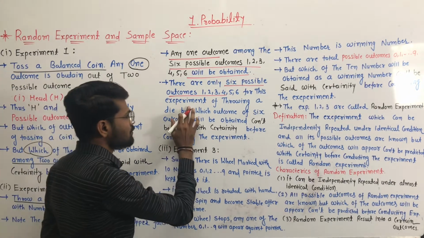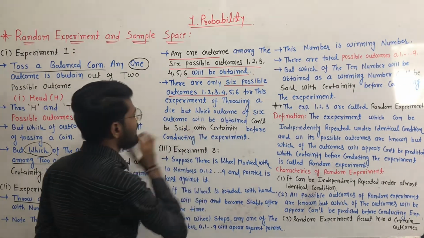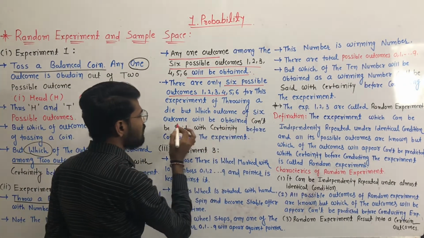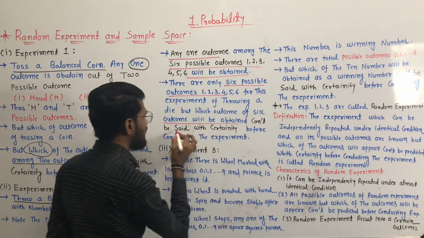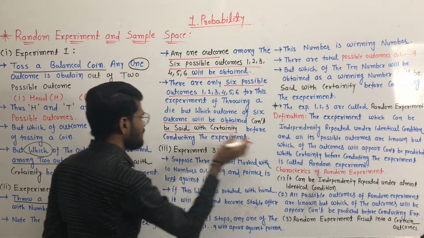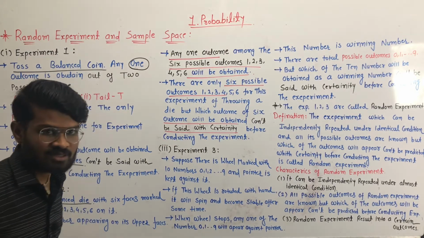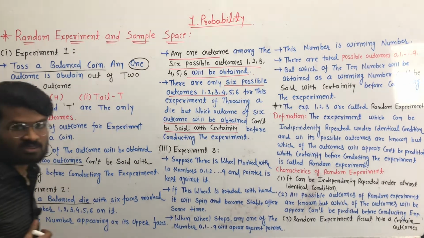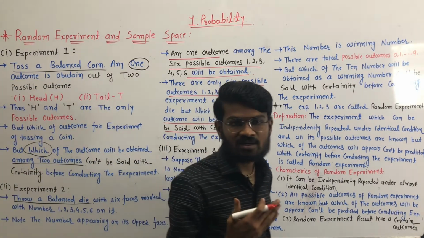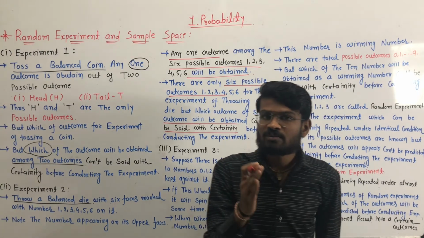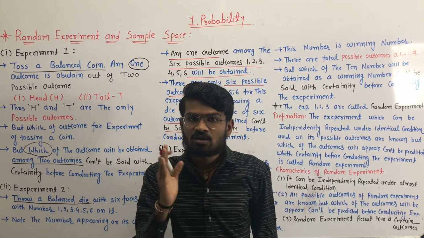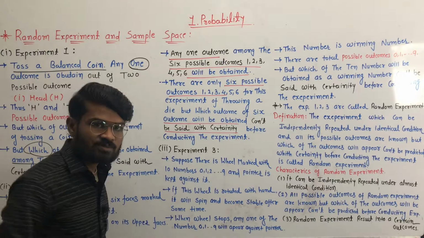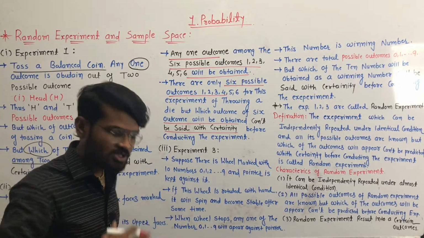For this experiment of throwing a die, which outcome of the 6 will be obtained can't be said with certainty before conducting the experiment. Same as the previous case, we can't say definitely which outcome will be obtained from the possible outcomes before performing the experiment.